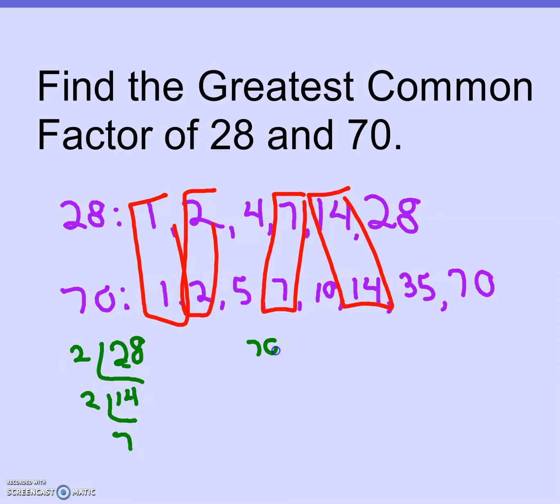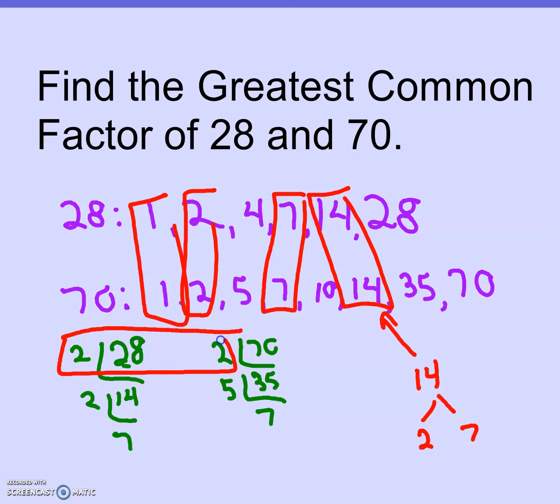I can take 70 and do the same thing. It divides by 2 and gets 35. That doesn't divide by 2 anymore. It doesn't divide by 3, but it does divide by 5, and I get 7. Okay. Well, I want you to notice something. Our GCF that we got before, greatest common factor, was 14. And if I break 14 up into its factors, I get 2 and 7. Well, look at this. Here's 2 and here's 7.